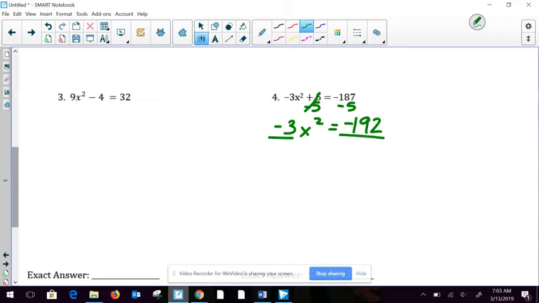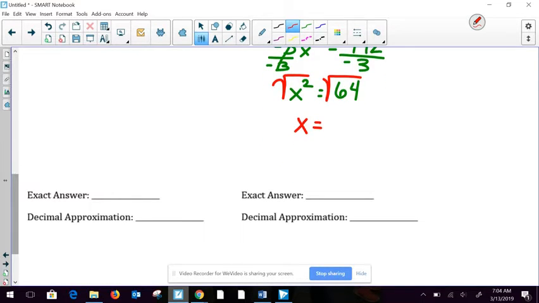Now I'm going to divide both sides by negative 3. So I get x squared is equal to, good, a positive 64. Now that I have my x squared by itself, I can square root both sides, and I get x is equal to, what's the square root of 64? 8. And what else? Negative 8. And because these are whole numbers, there is no decimal approximation.